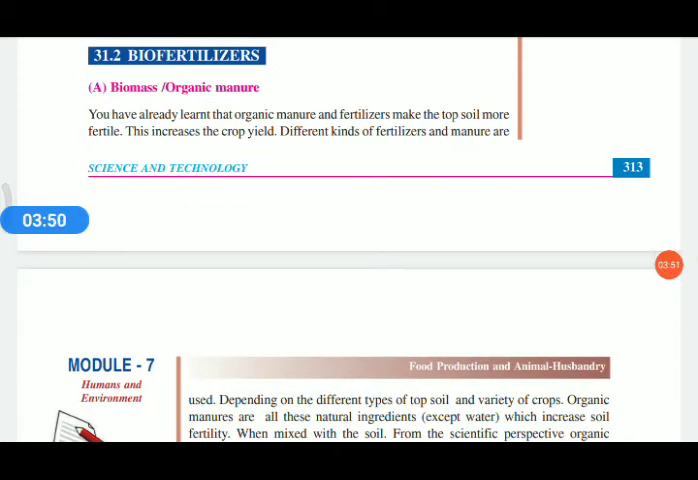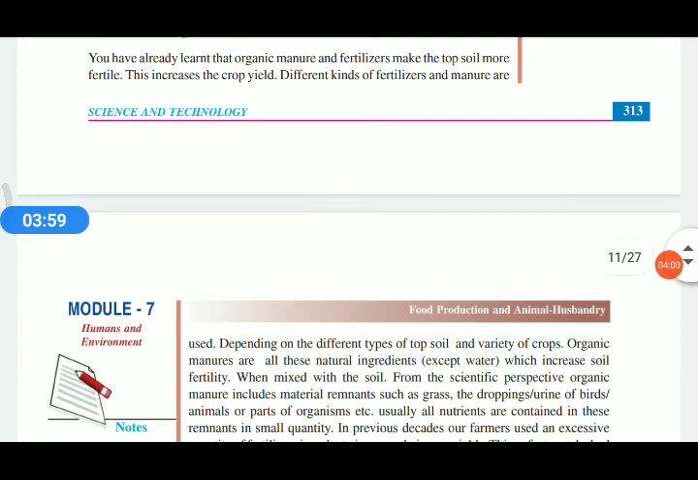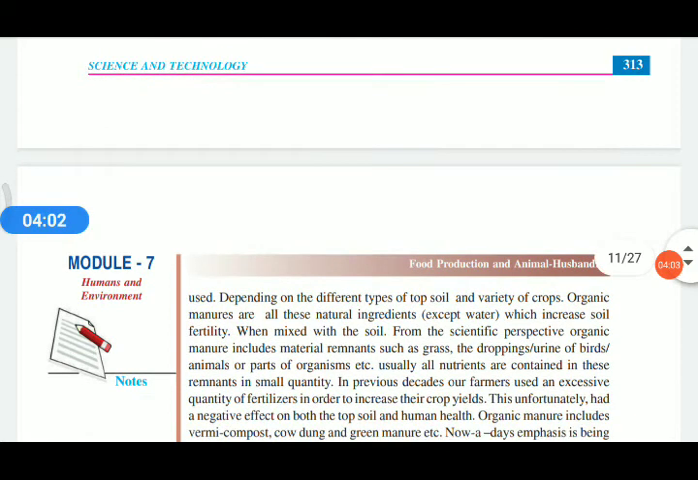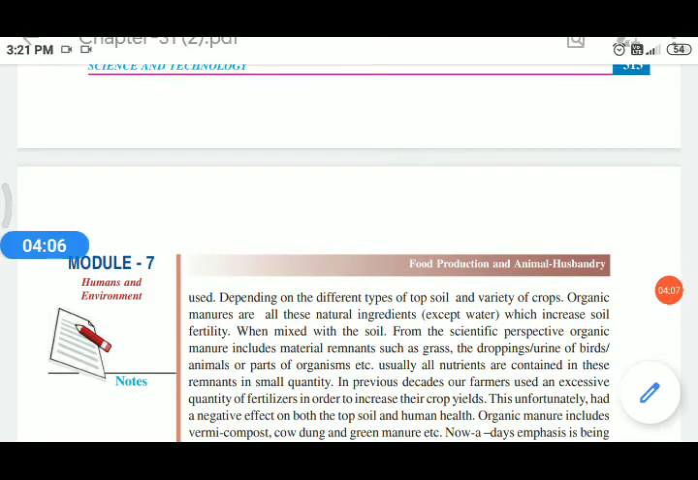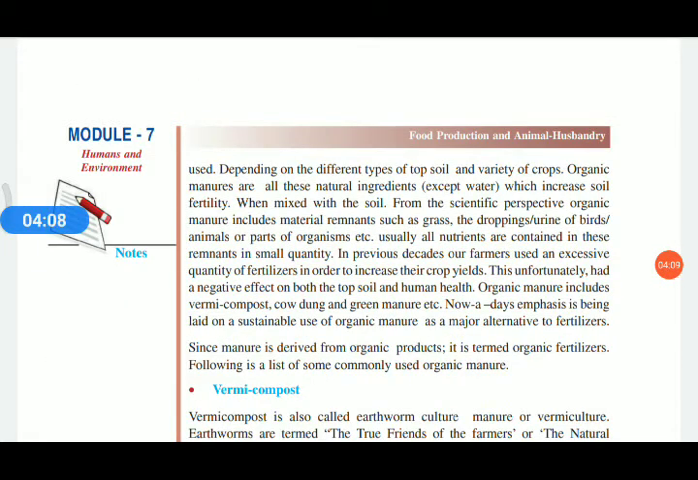We already learned that fertilizers make the topsoil more fertile. This increases the crop yield. Different kinds of fertilizers and manures are used depending on the types of cultivation. Organic manure contains all the nutrients needed by the plants except water. So we add organic manure to the field for getting all these nutrients with less effort.